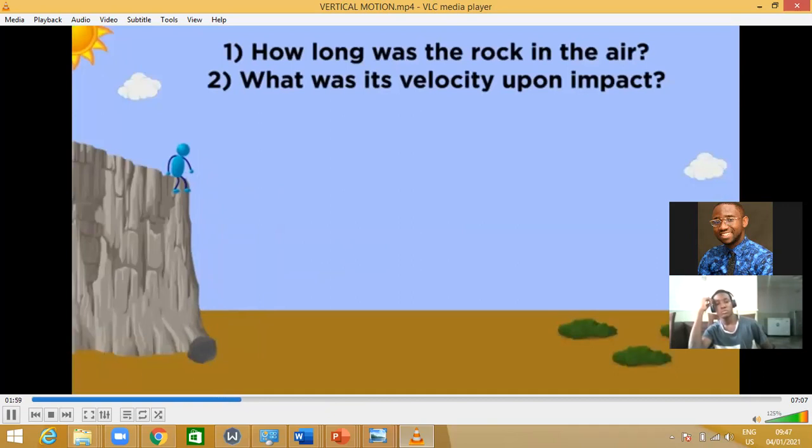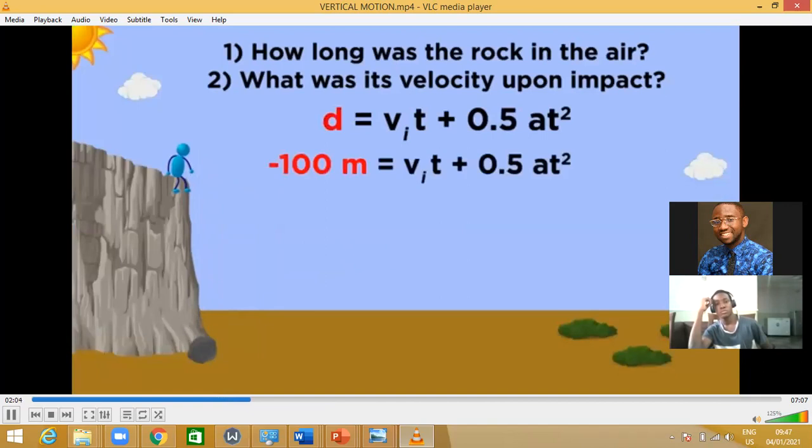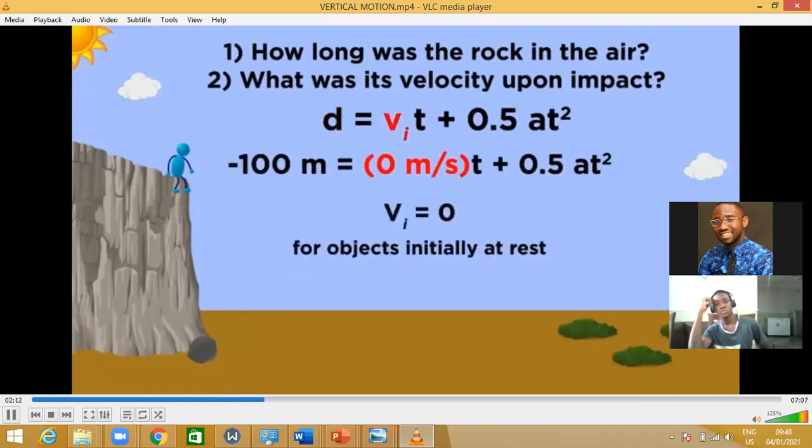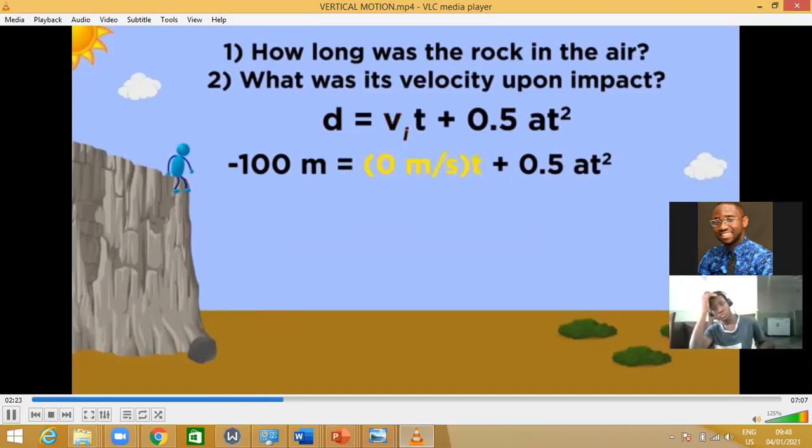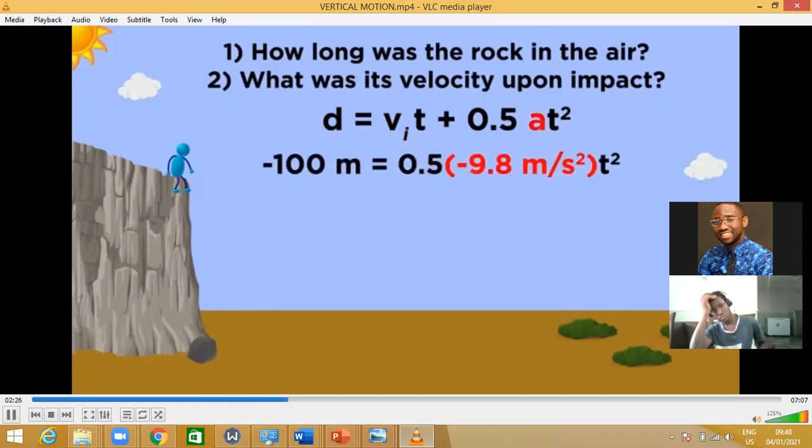To answer this, we will need the equation regarding position, because we know that the rock must travel 100 meters in the negative direction. We can plug in negative 100 here. For the initial velocity, that will be 0, because when you drop the rock, it is from a complete standstill. Only once you let go does gravity cause the rock to accelerate towards the ground. So this whole term can be ignored. Now we plug in the acceleration due to gravity and solve for t. Notice that the negative signs on position and acceleration values will cancel out to give a positive value for time.